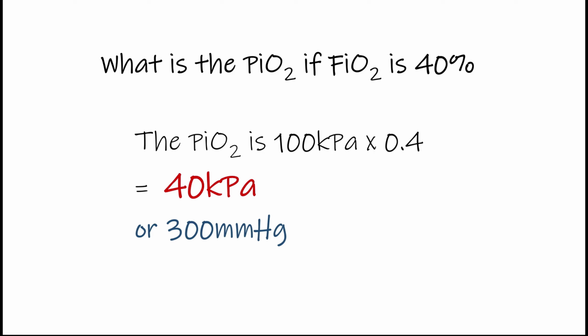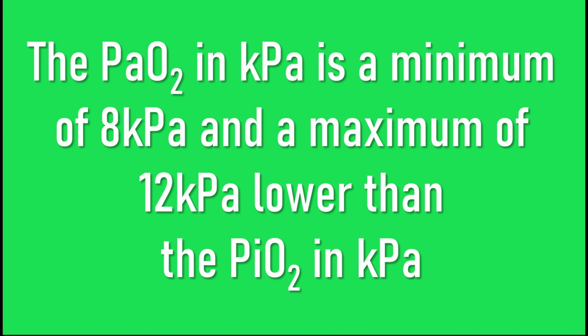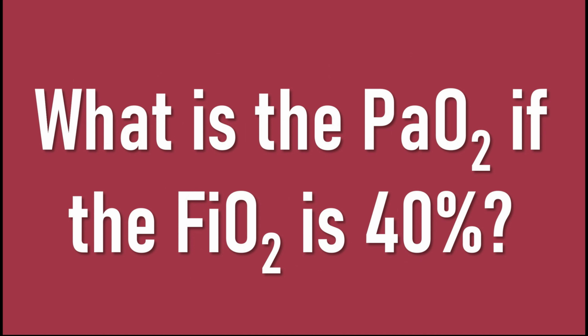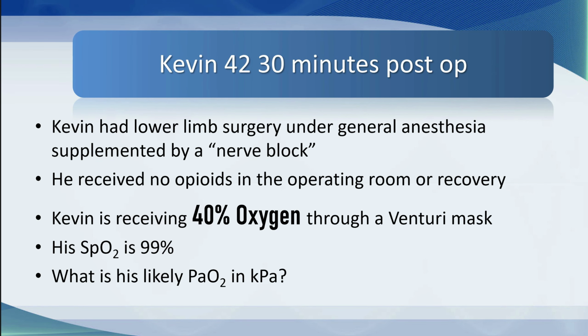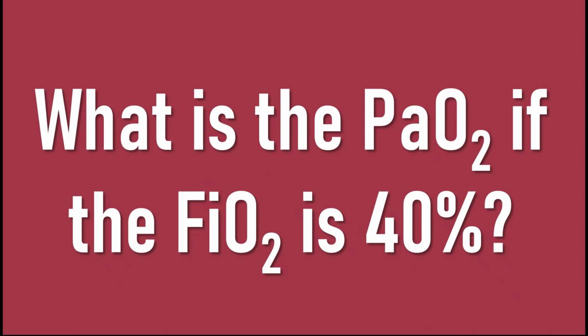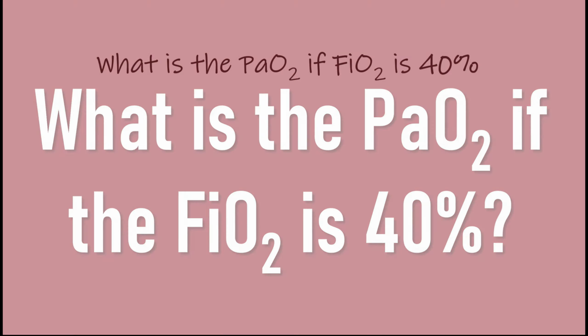The second thing is that the PaO2, the partial pressure of oxygen in arterial blood, in kilopascals is a minimum of 8 kilopascals and a maximum of 12 kilopascals lower than the PiO2 in kPa. If it really is hovering at 10 kilopascals or more, you have a problem with ventilation mismatch or hypoventilation, increasing, for example, the amount of carbon dioxide in the alveoli. So, what is the PaO2 in Kevin's case if the FiO2 is 40%? And we're assuming that Kevin is not hypoventilating and doesn't have a load of atelectasis.